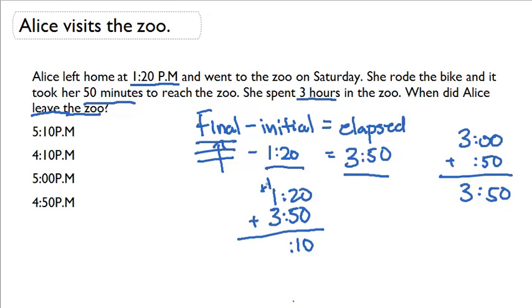And now in the hours column, we have the 1 hour we carried over from before. 1 plus 1 plus 3 equals 5. So our ending time, the time that Alice left the zoo, was 5:10. So you see that the first answer choice is our correct answer.